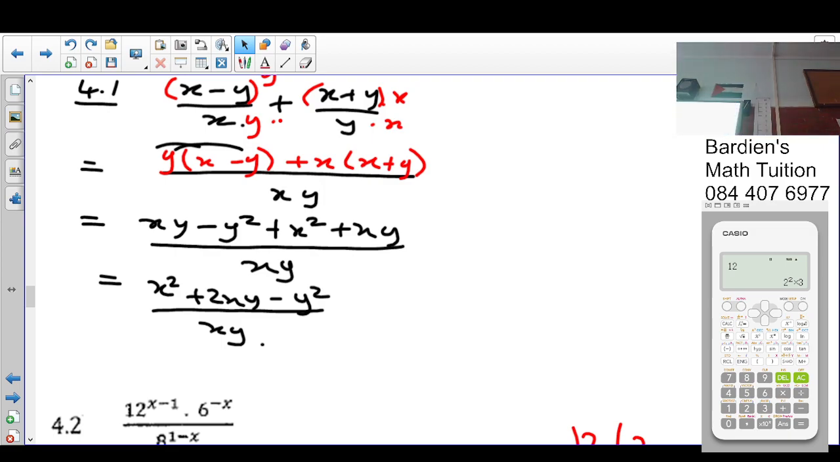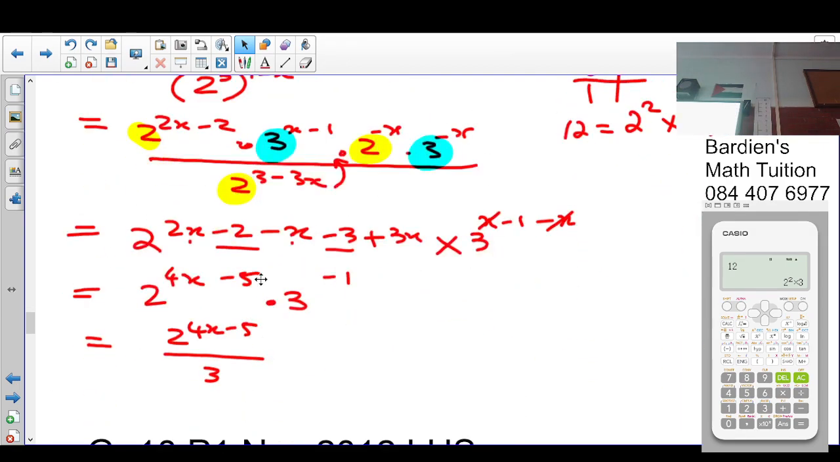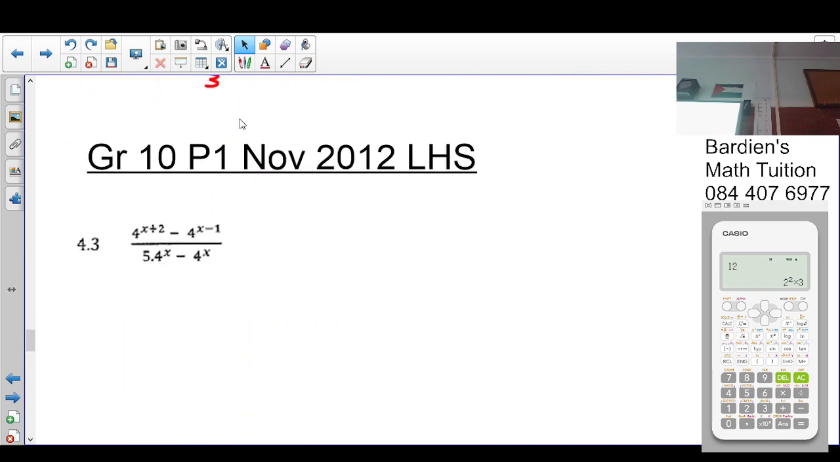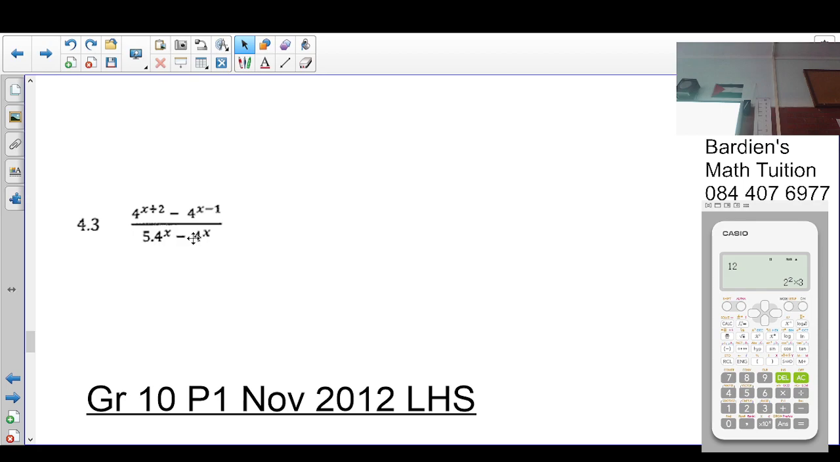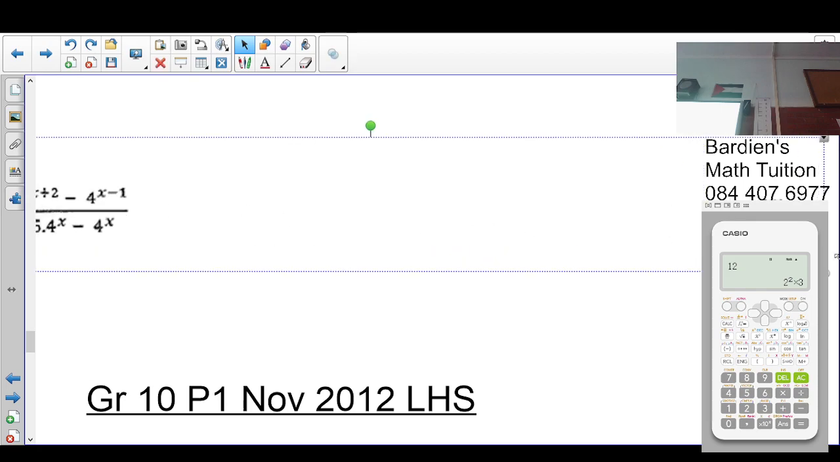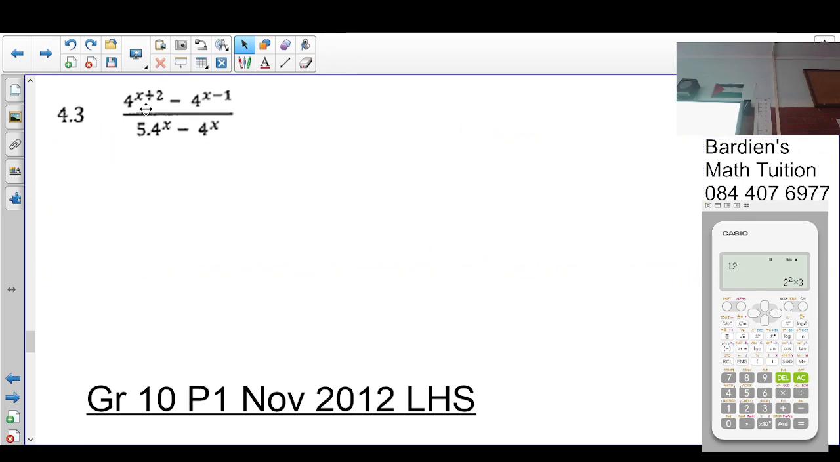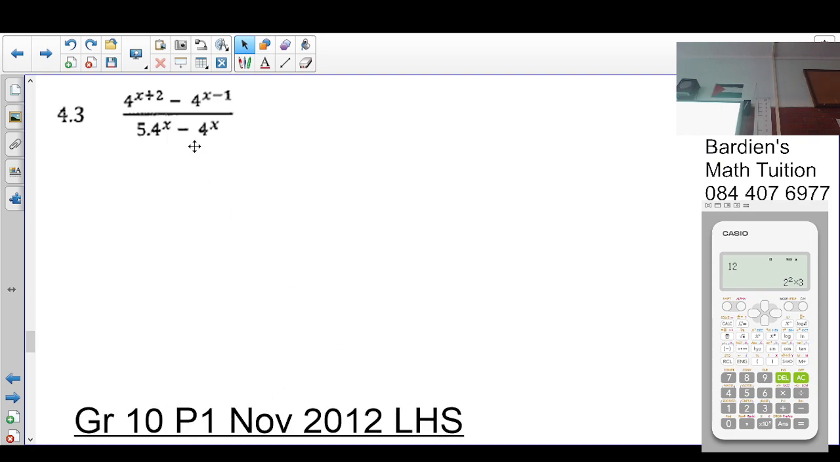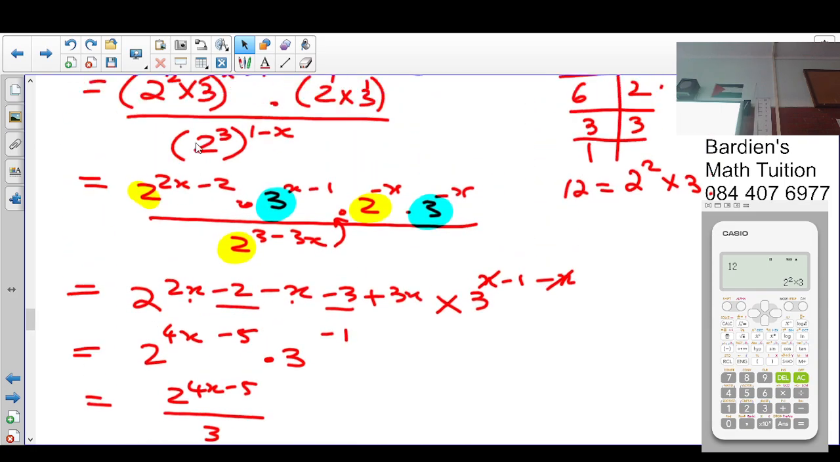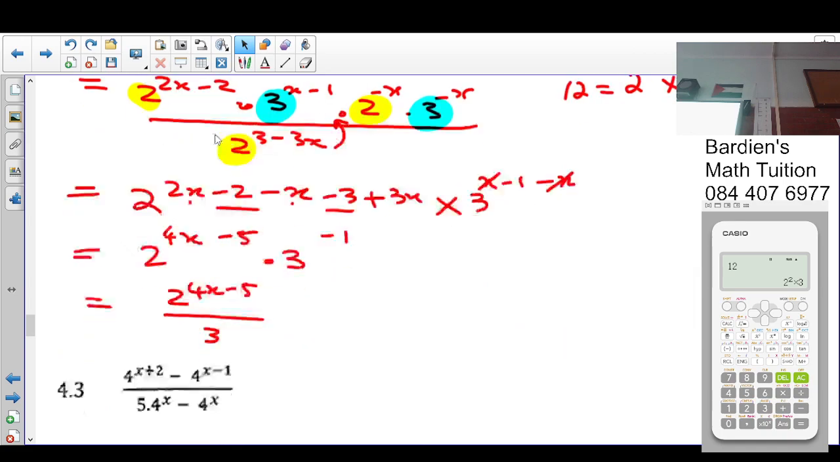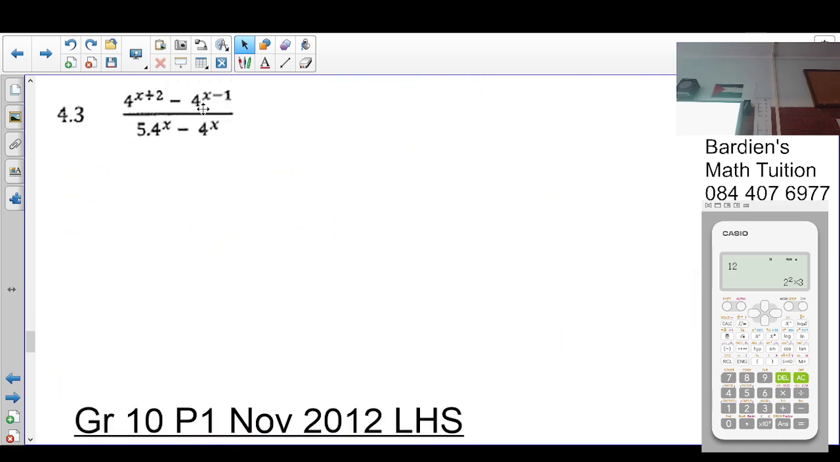Okay. So if you stop there, you should get 100% for the question. Okay, 4 marks. People, let's look at the last question in 4.3. What's the difference between this sum and the previous one? The previous one had a multiplication sign. Here we've got subtraction. So what do we have to do here?